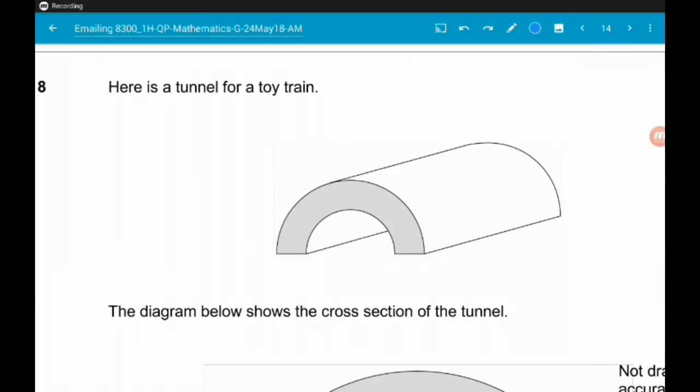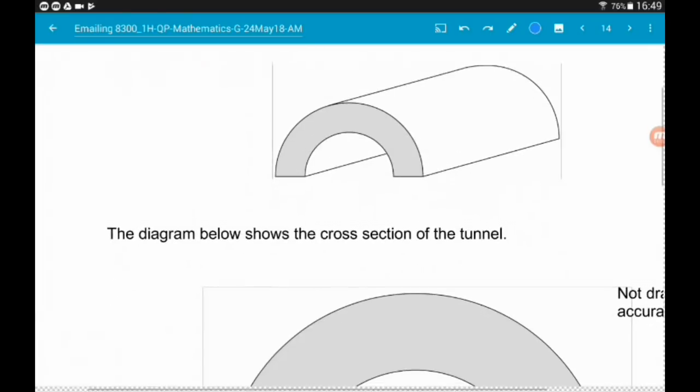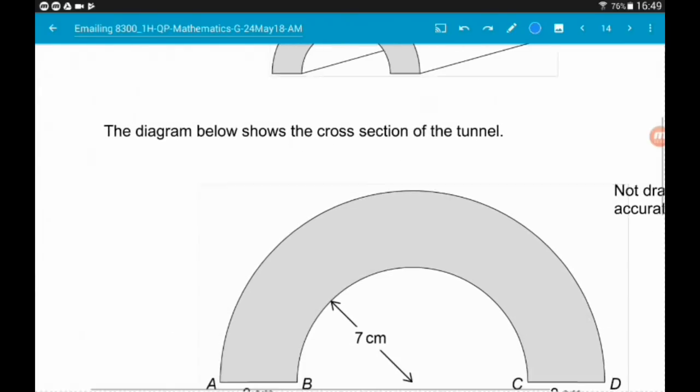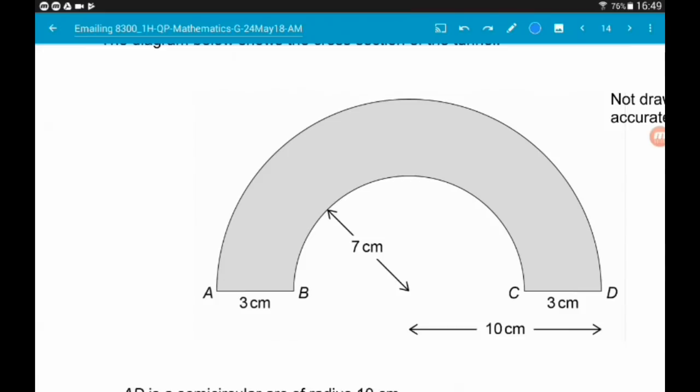Question 18. Everybody loves this question. So we've got a semicircular plastic toy tunnel. The diagram below shows the cross section of the tunnel. So there it is.